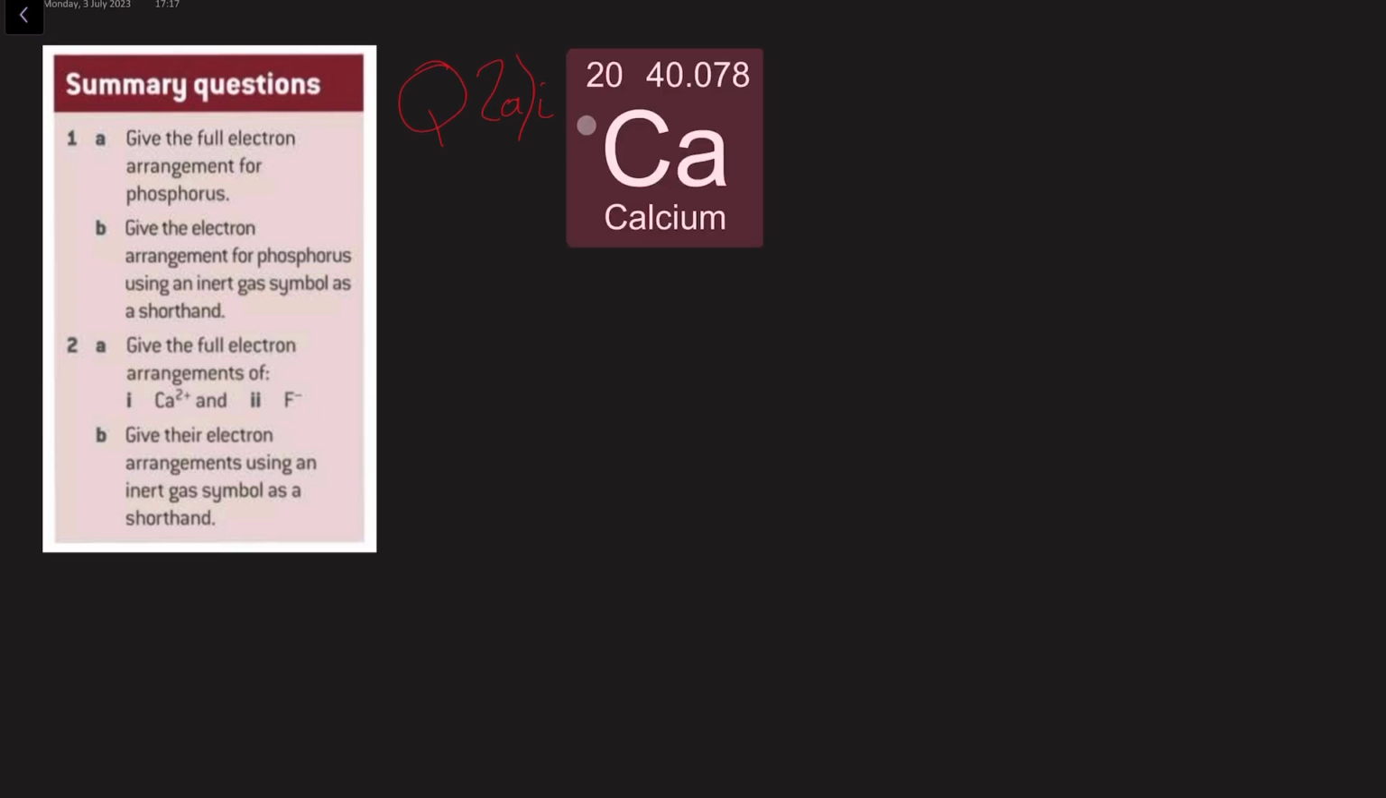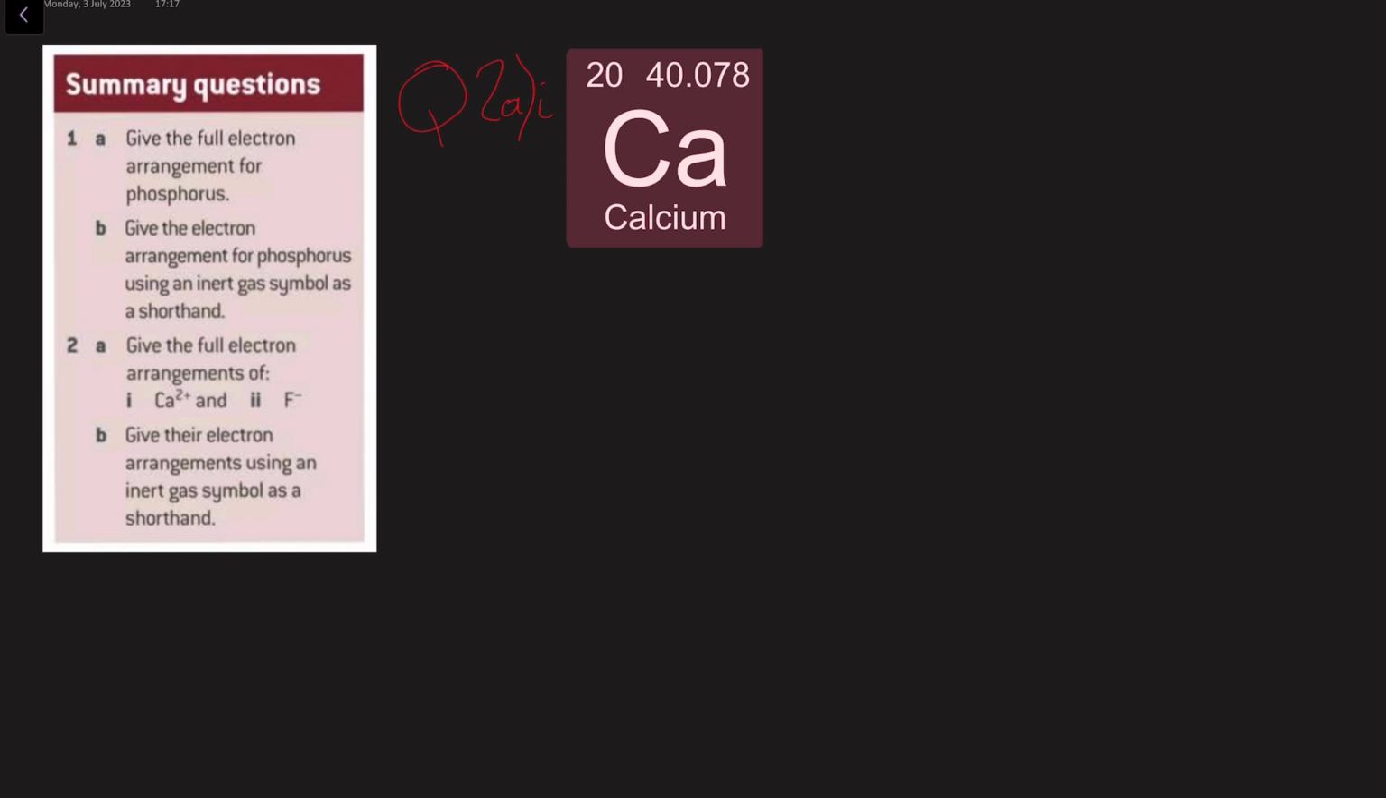So question 2 says, give the full electron arrangements of the calcium ion and the fluoride ion. So calcium has 20 electrons. So the calcium atom has 20 electrons. The ion is Ca2+, so the calcium atom will need to lose 2 electrons in order to become an ion. That would leave us with 18 electrons. So the calcium ion has 18 electrons.